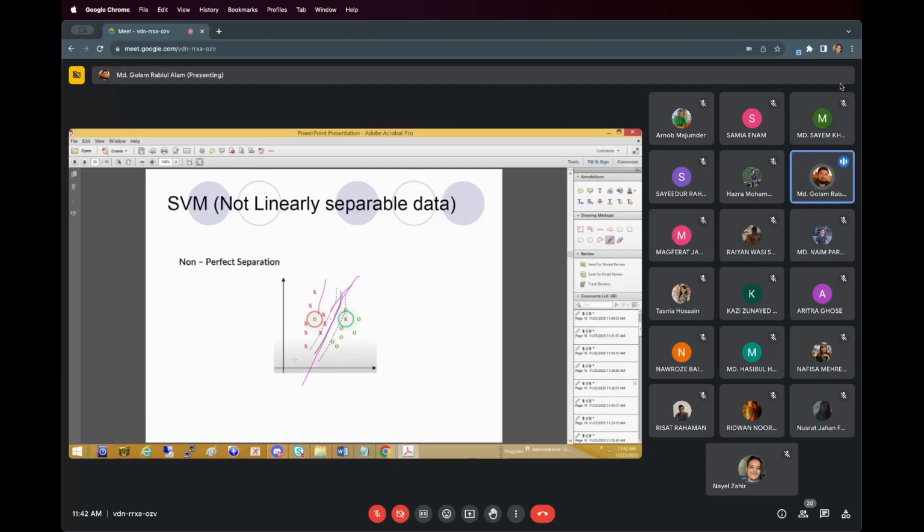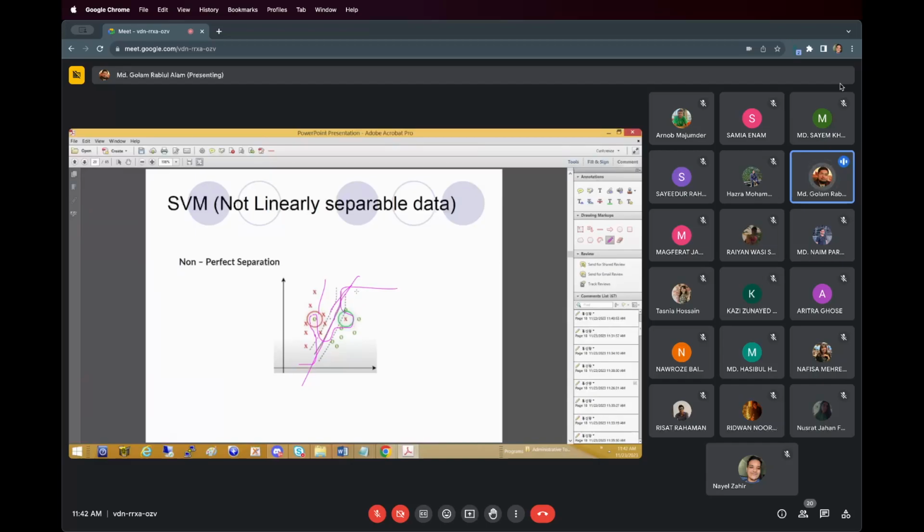But SVM actually has a different approach to solve the non-linear problem. It is not like this, where we draw a polynomial line this way. That is not the approach of the support vector machine, so it will select differently.